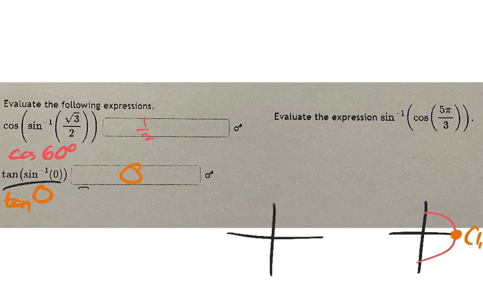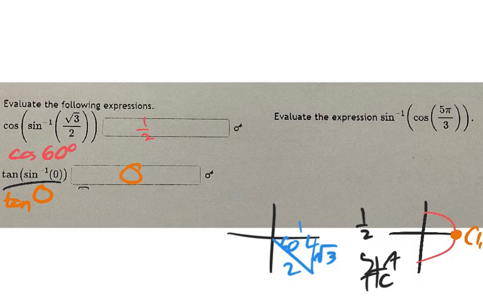So 5 pi over 3 puts me in quadrant 4. This is a 60-degree reference angle. Opposite 60 is radical 3, 1, and 2. So cosine of this angle would be 1 over 2. And because I'm in the fourth quadrant, all students take calculus, it's going to be positive. So what I'm really finding is the inverse sine of a half.